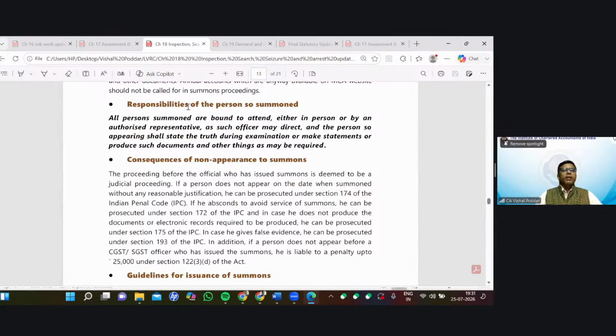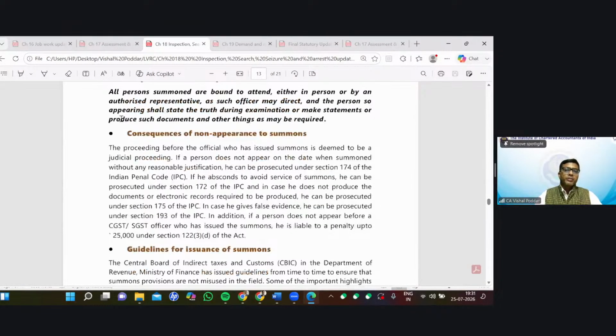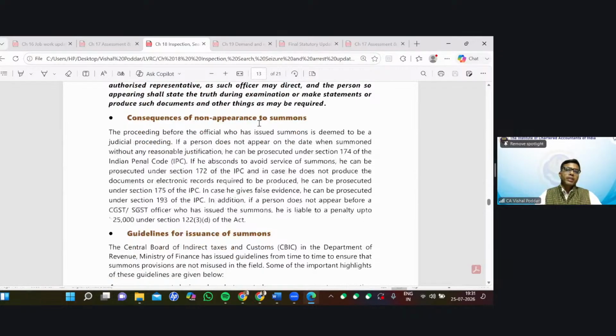Now, responsibility of the person so summoned. All persons summoned are bound to attend either in person or by an authorized representative. As such, the officer may direct, and the person so appearing shall state the truth during the examination or make statements or produce such documents and other things as may be required.